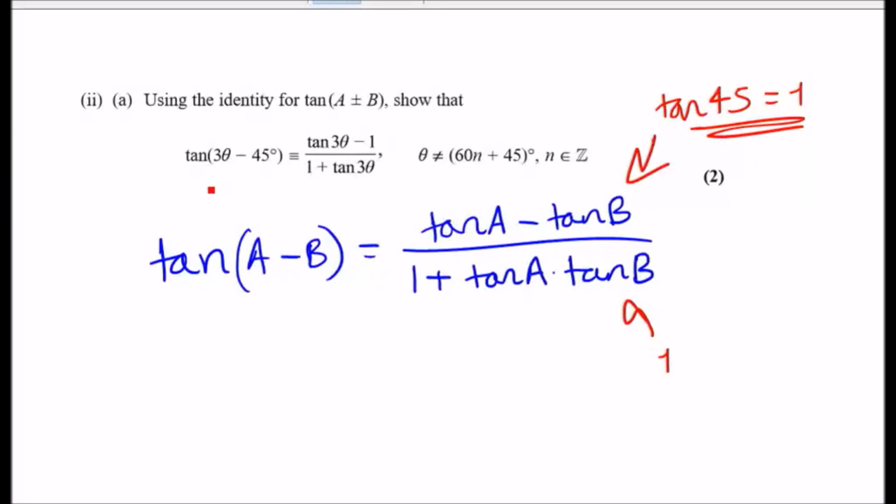And replacing A with 3 theta, well, you're going to get the exact same expression. So it'll just be 1 plus tan 3 theta times 1. And that's it. That's literally proven. Okay, now let's look at the next bit.